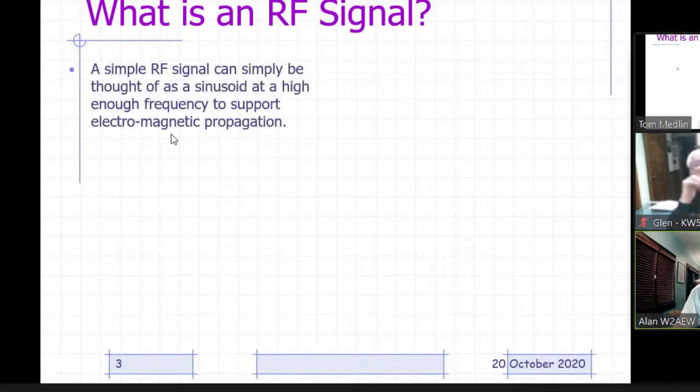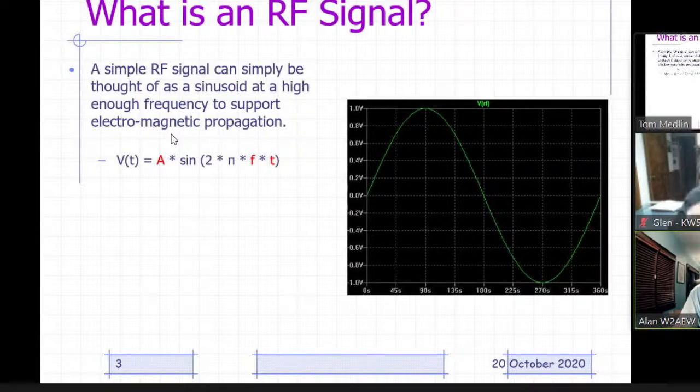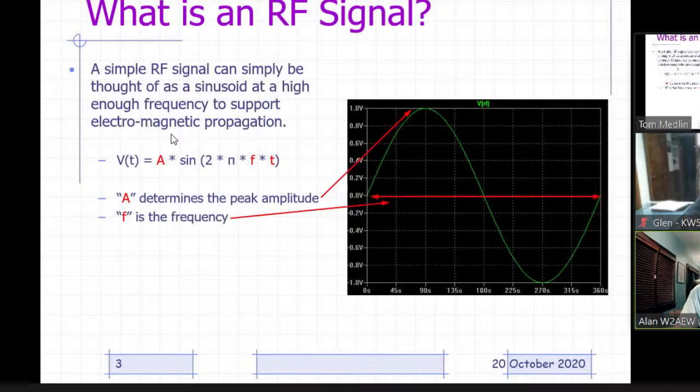First, what is an RF signal? An RF signal is simply thought of as a sinusoid that's a high enough frequency to support electromagnetic propagation. The basic equation of a sine wave is here, and that's just a basic view of a sine wave on an oscilloscope or virtual oscilloscope. The letter A is the amplitude of that sine wave, what peak voltage it reaches. The letter F is the frequency, how often that signal repeats itself. And T is the time, the progression of time.